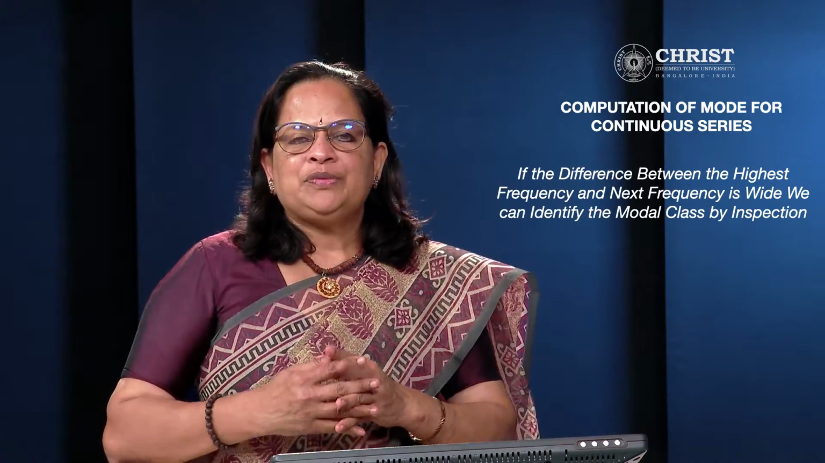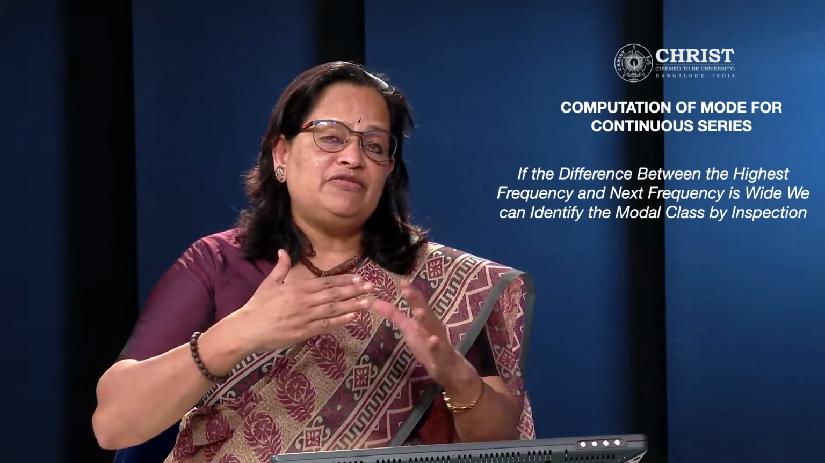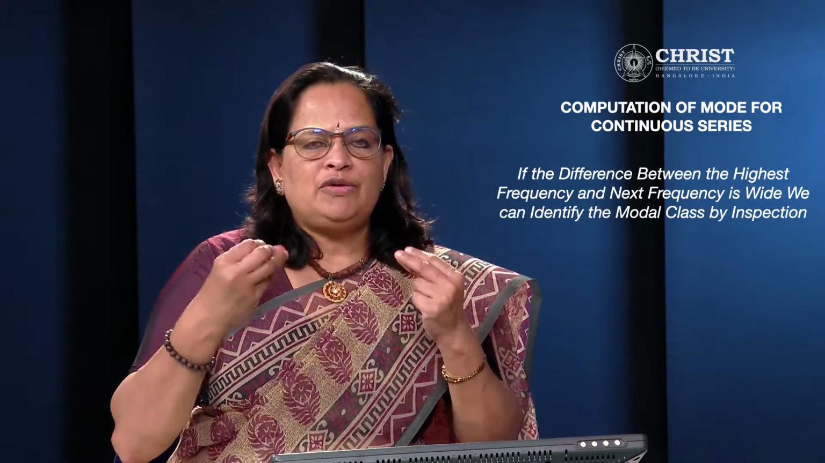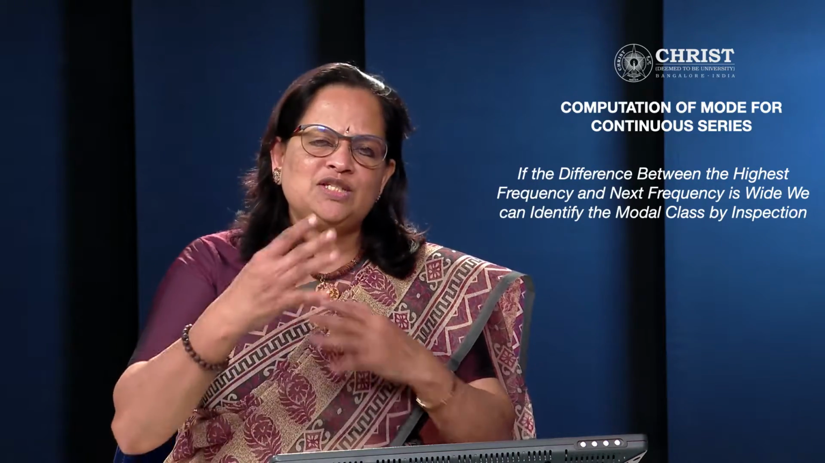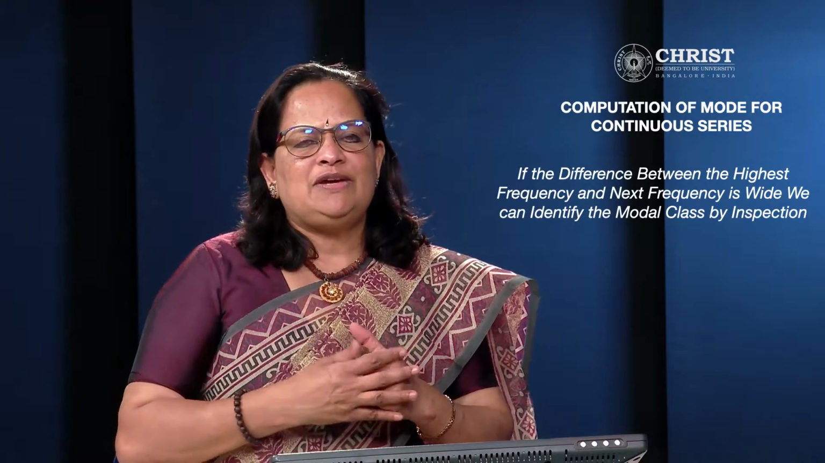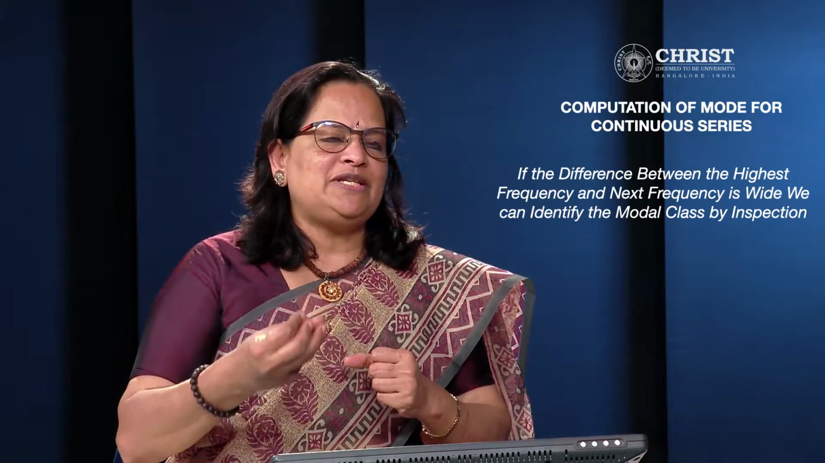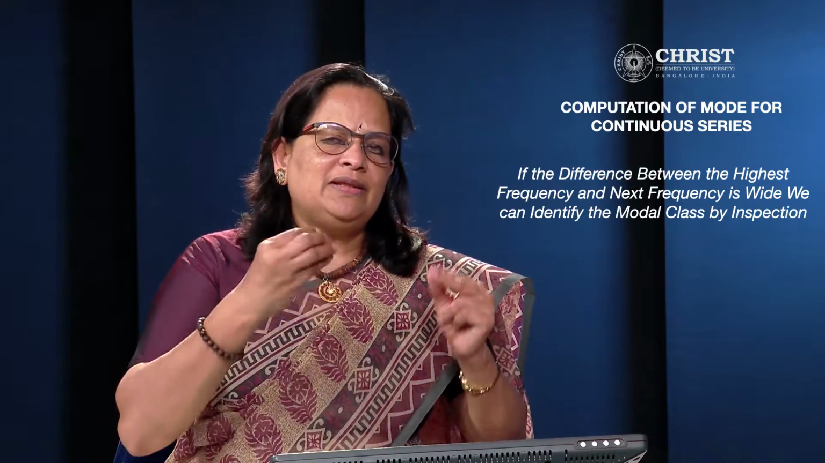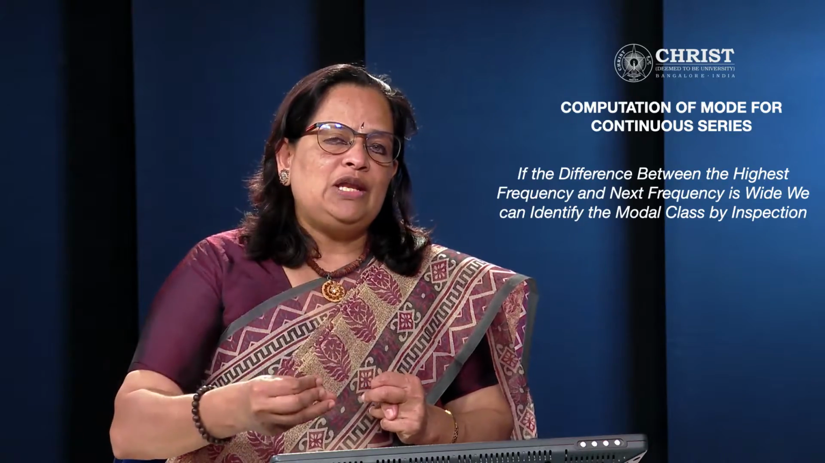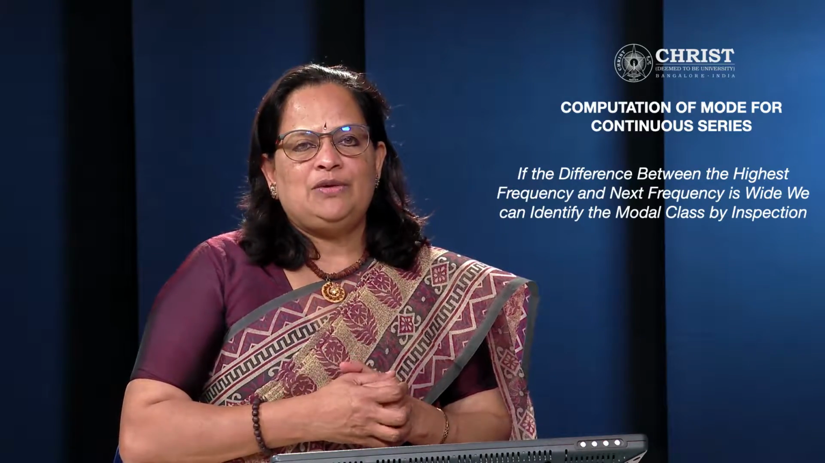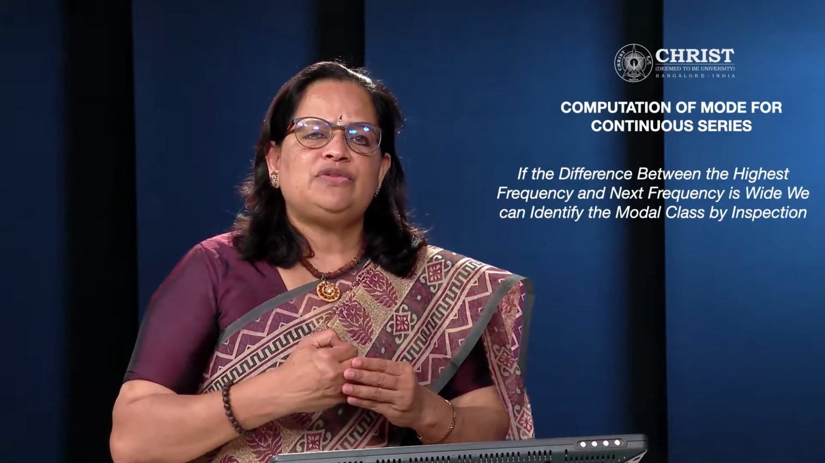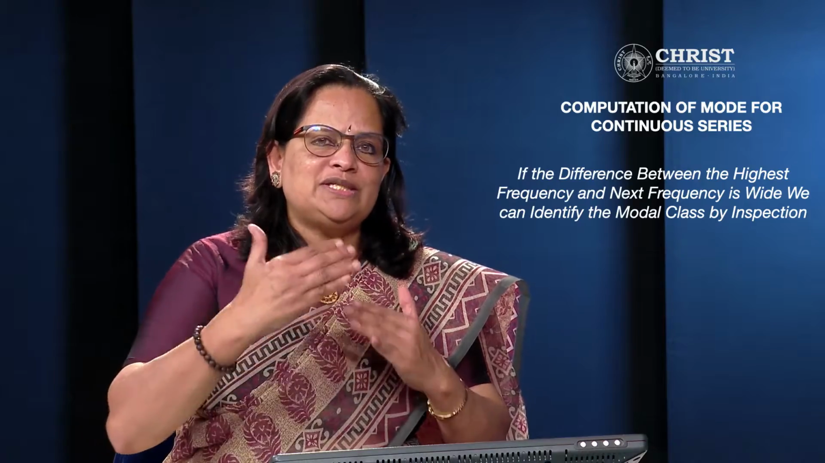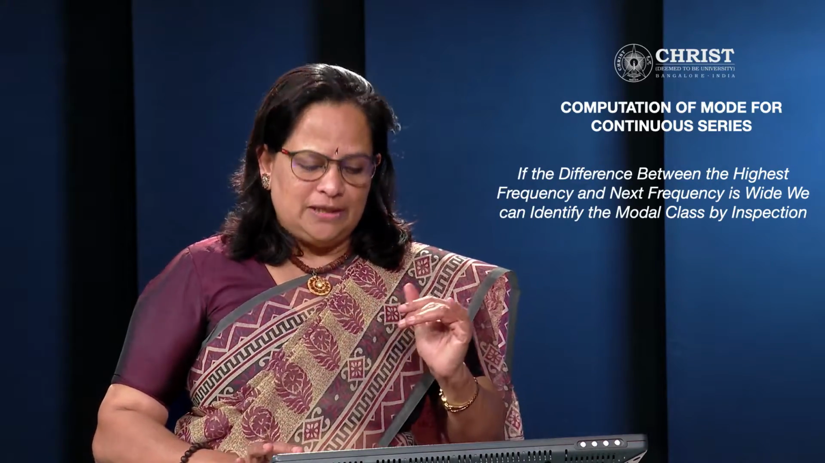See, already I told you, if there is a marginal difference between the highest frequency and the next highest frequency, we can always decide the modal class by inspection, just by looking at the frequency values. For example, the highest frequency is 70, the next highest frequency is 50, meaning 20 is the difference. You can decide that the class which got 70 as the frequency value will be the modal class. So it's always advisable to find the modal class by the grouping and analysis table if the difference between the highest frequency and the next highest frequency is only marginal.